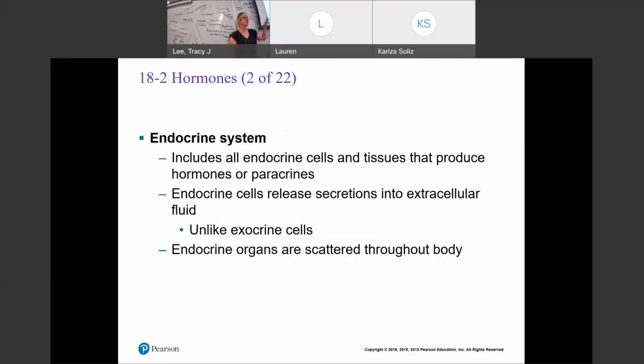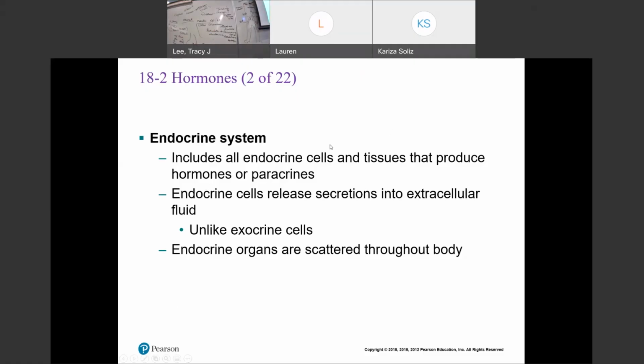We can have endocrine cells and tissues, organs. But we also have a lot of things that aren't considered part of the endocrine system that secrete hormones. A good example is the kidney. The kidney does not fall under the endocrine system, right? What system is the kidney part of? Urinary system, right? But we still see that the kidney secretes some hormones that help with the regulation of blood pressure and the amount of red blood cells.